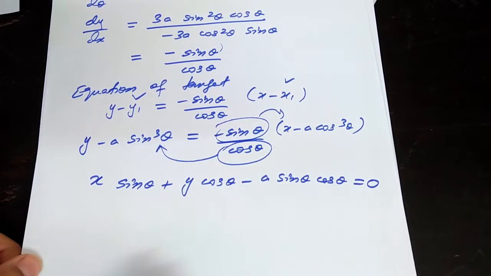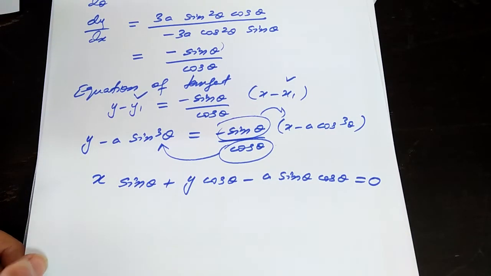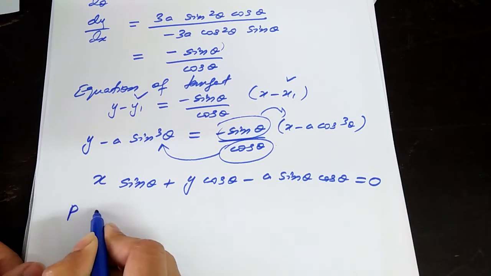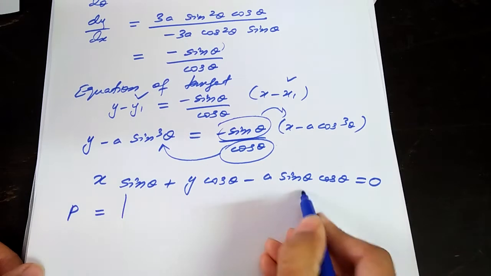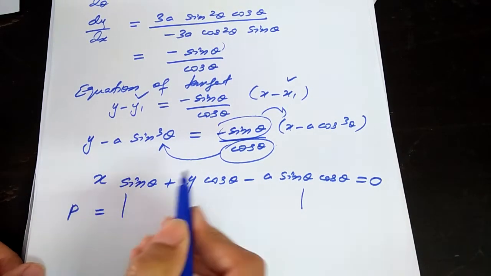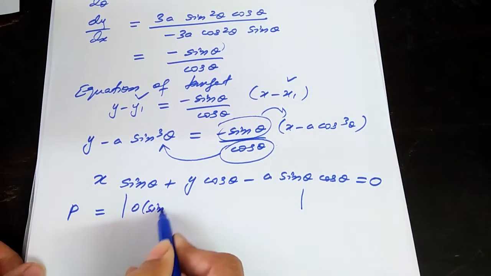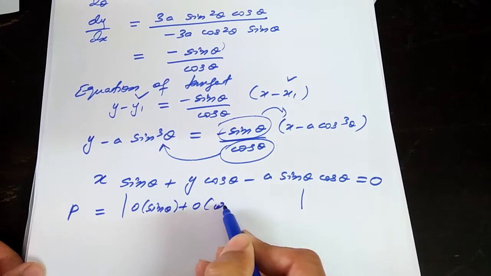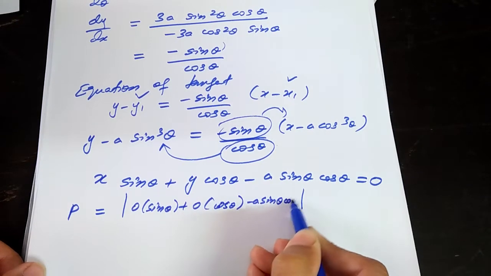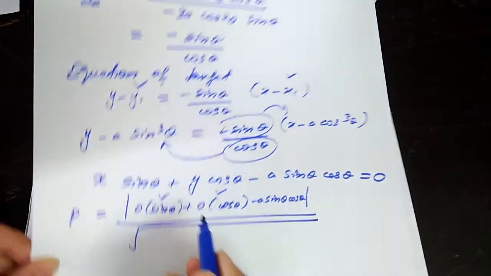now the perpendicular distance from the origin, like we have done in the previous question, the perpendicular distance from the origin will be mod, in place of x, put the origin point, that is 0, 0. It will be 0 sine of theta plus 0 cos of theta minus this constant term, divided by the square root of the squares of these coefficients of x and y.